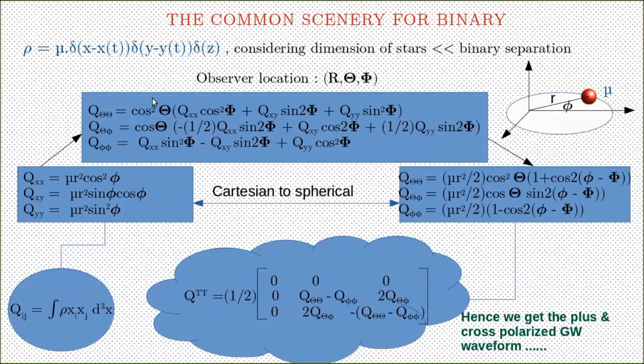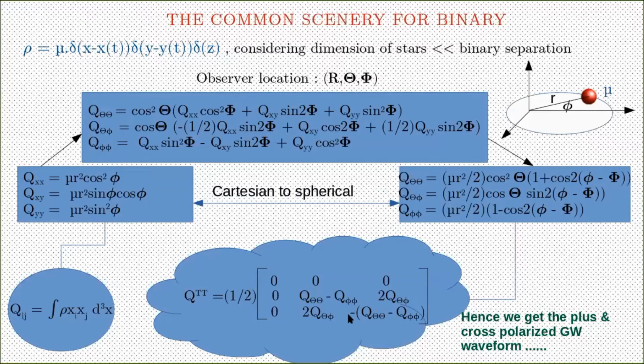Now taking the coordinate system as spherical polar coordinates, where r, capital Theta, capital Phi is the position of the observer, in the spherical polar coordinate system we can change the Q_xx, Q_xy, Q_yy variables into Q_theta theta, Q_theta phi, and Q_phi phi variables. So in Cartesian to spherical polar coordinates, we can derive such expressions for these quantities. Now, in terms of the traceless transverse mode, the quadrupole moment can be written as Q_theta theta minus Q_phi phi, as you see here.